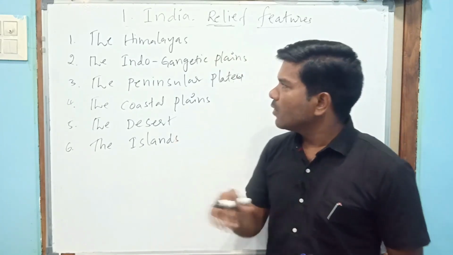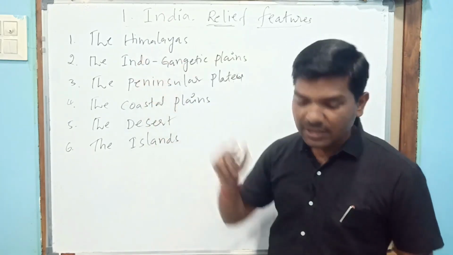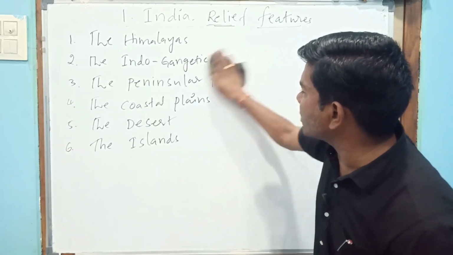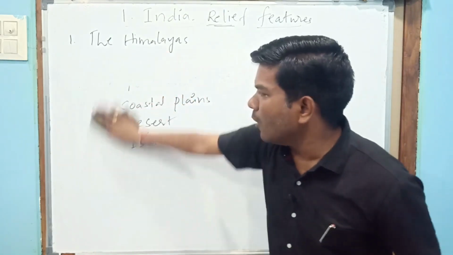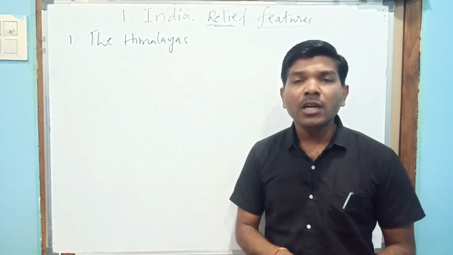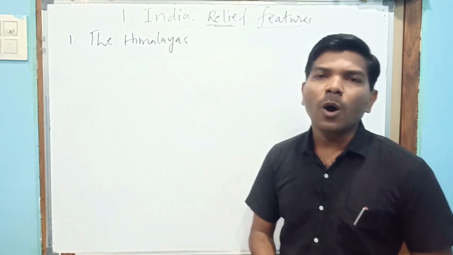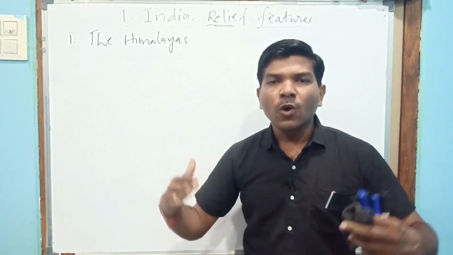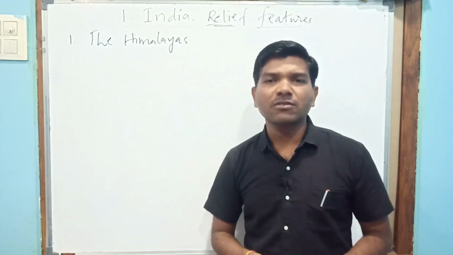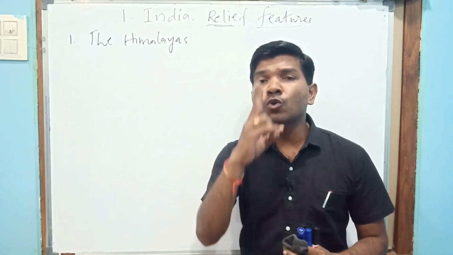So today I'm going to explain about the Himalayas. How were the Himalayas formed? As you know, in our previous session we discussed how the Himalayas were formed. Whenever the Indo-Australian plate and the Eurasian plate collided, these Himalayas were formed. The Himalayas were formed due to the collision of two plates.